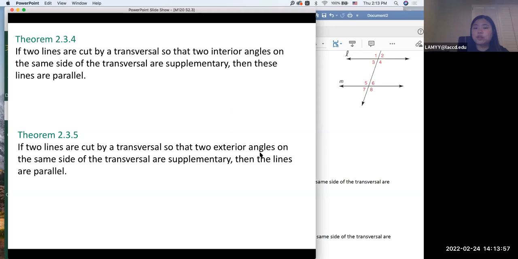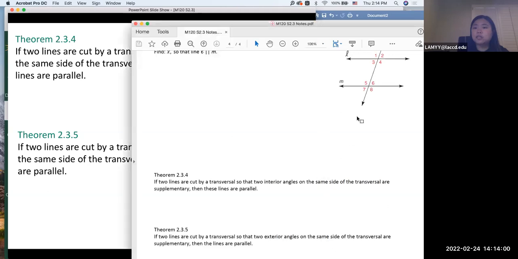Same idea with the exterior angles, okay? Supplementary. So angle 1 plus angle 7, the sum of angle 1 and angle 7 equal to 180, then these two lines are parallel. Or angle 2 plus angle 8 equal to 180, then these two lines are parallel. Again, if and only if.